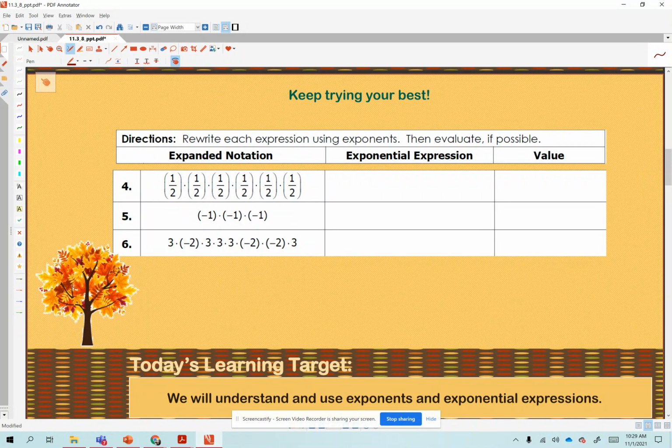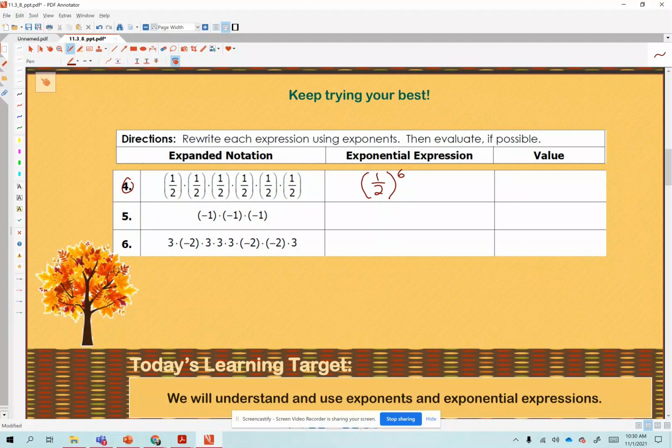So we're going to again rewrite each expression using exponents, and then if possible, we will evaluate. So in this case, number 4, we have 1/2 times 1/2 times 1/2 times 1/2 times 1/2 times 1/2. That is not 1/2 times 7. It's 1/2 times 1/2 times 1/2 and so forth. So if we multiply the numerators, well, let's write the expression first. It would be 1/2, the entire thing in parentheses, raised to the 6th power.